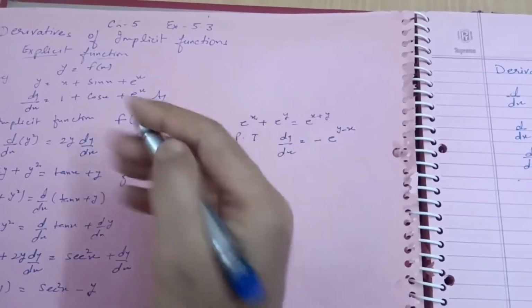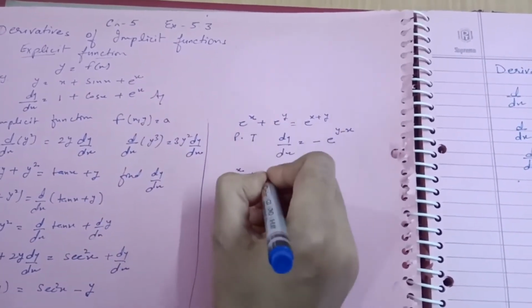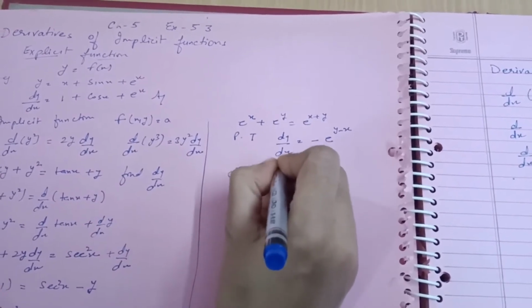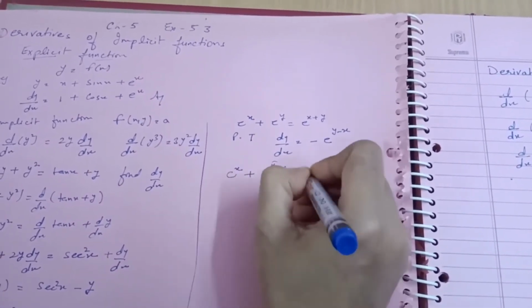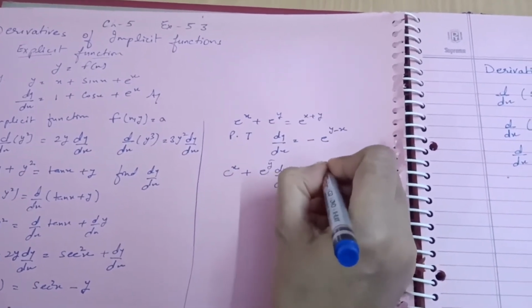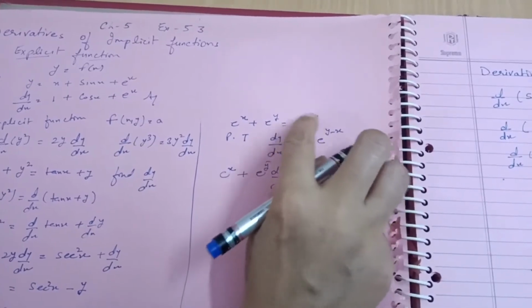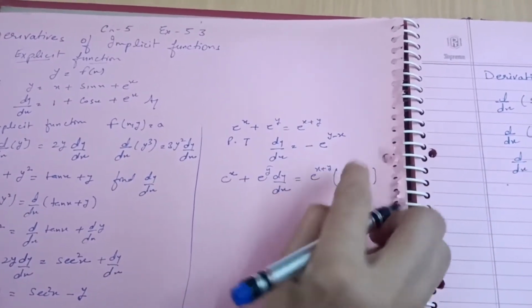Differentiation of e^x is e^x, so it will be e^x plus the differentiation of e^y is e^y, but y is not a function of x, so I need to write dy/dx. On the right, e^(x+y) I will write as it is, but I need to differentiate x + y. So 1 + dy/dx, the differentiation of y being dy/dx.